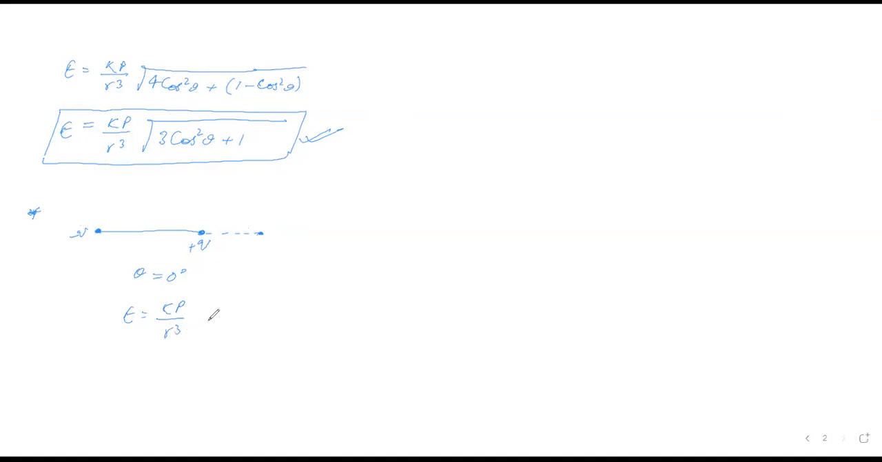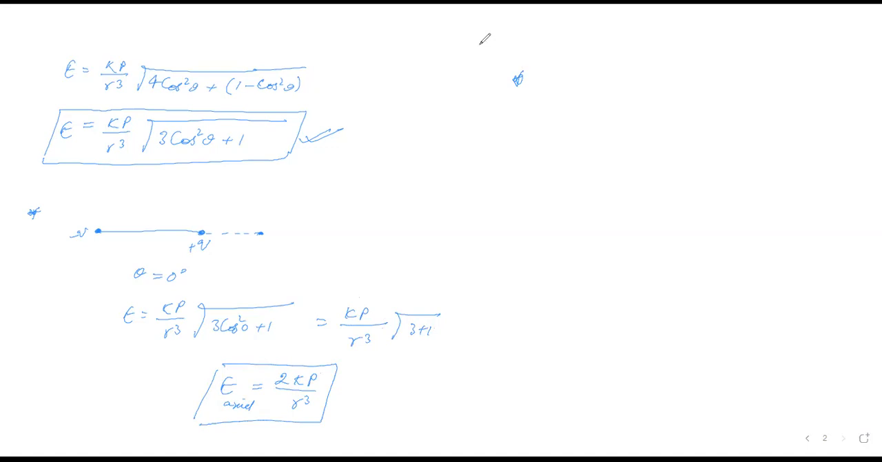Kp over R cube root of 3 cos square 0 plus 1. Cos 0 is 1. Finally, you get Kp over R cube root of 3 plus 1, which is 4, and root of 4 is 2. So E is equal to 2Kp over R cube. This is your E axial.